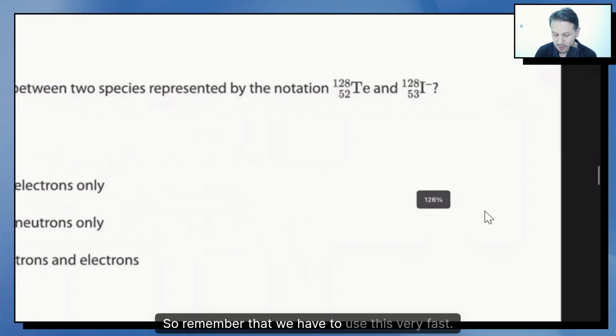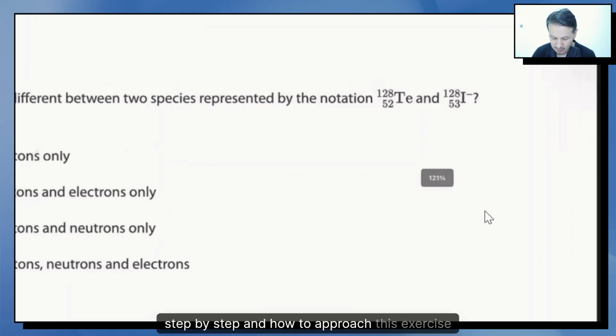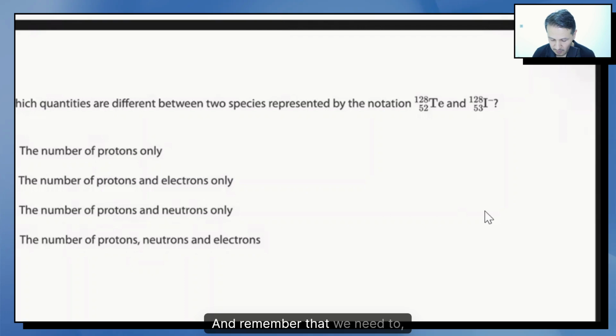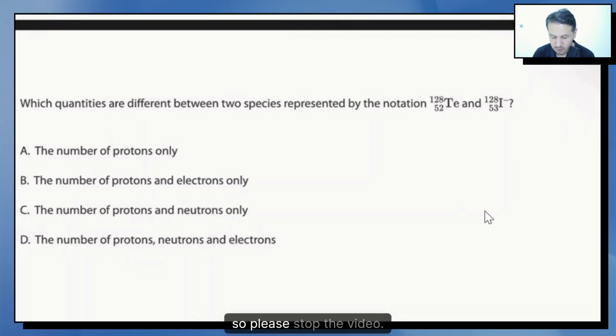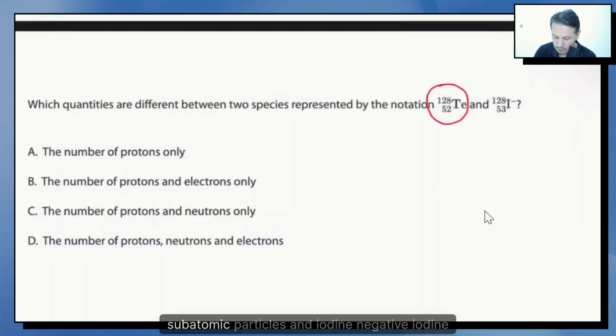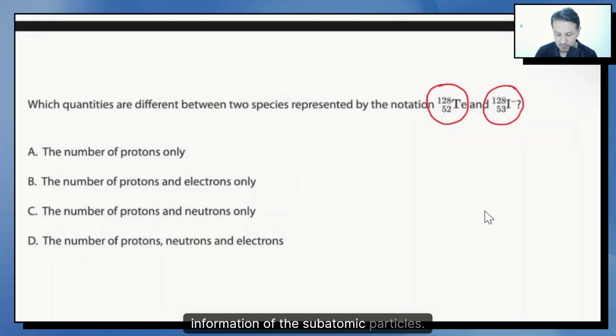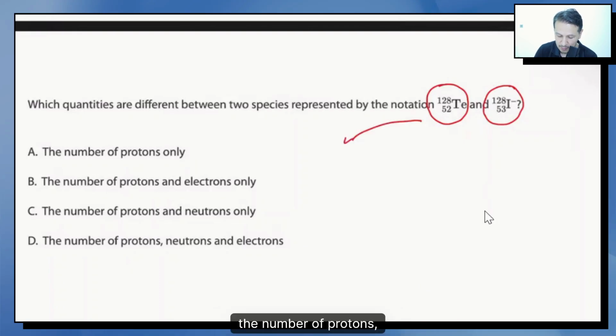So remember that we have to do this very fast. I will explain step by step how to approach this exercise easily. But remember that we need to approach this very fast. So please stop the video, try on your own, and then continue and check how I'm solving and approaching this. So we have tellurium with the information of the subatomic particles and iodine negative with the information of the subatomic particles. So let's calculate for tellurium the number of protons, electrons, and neutrons.